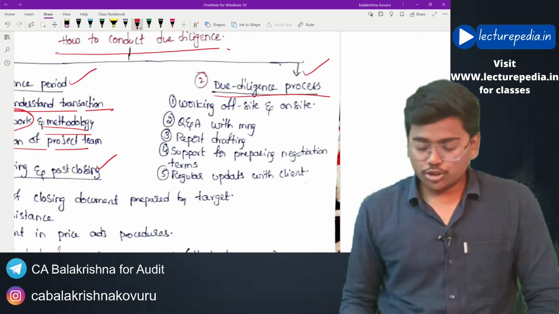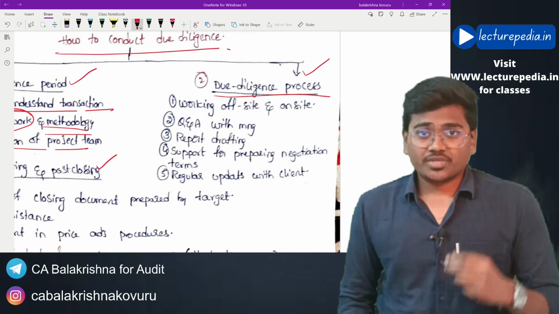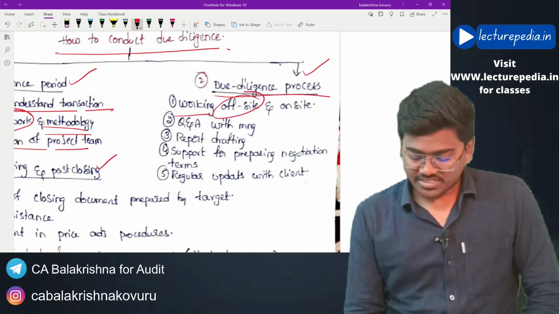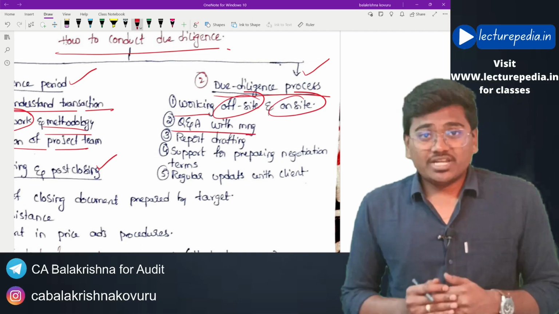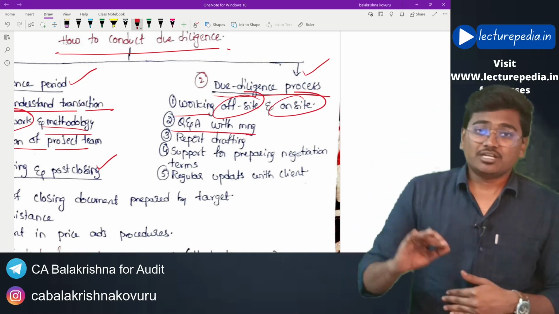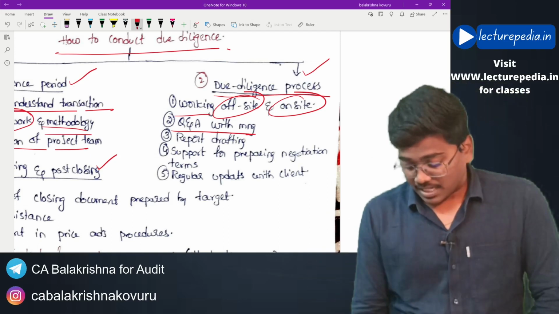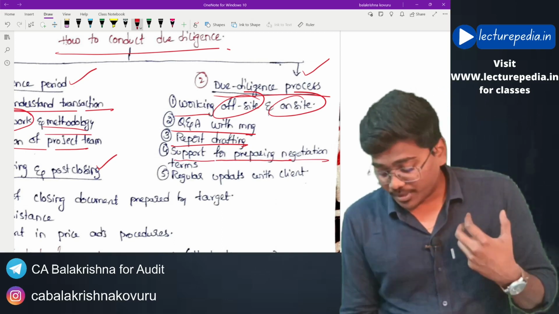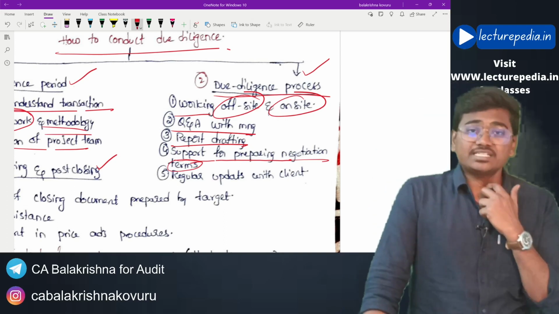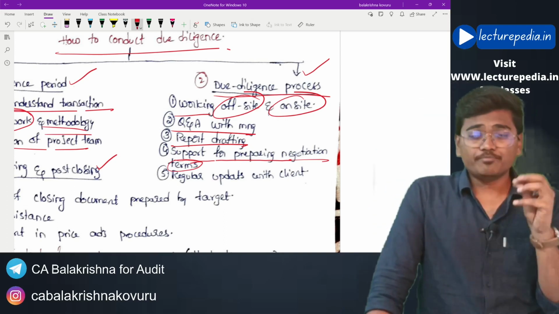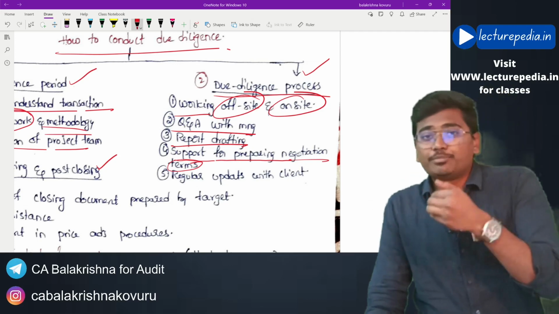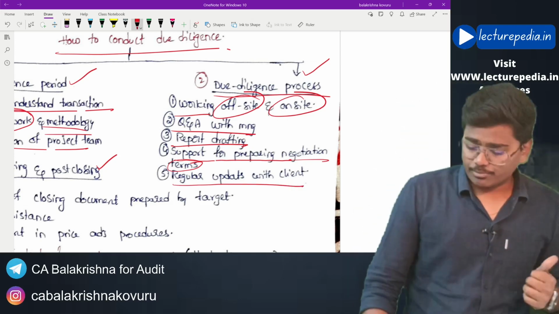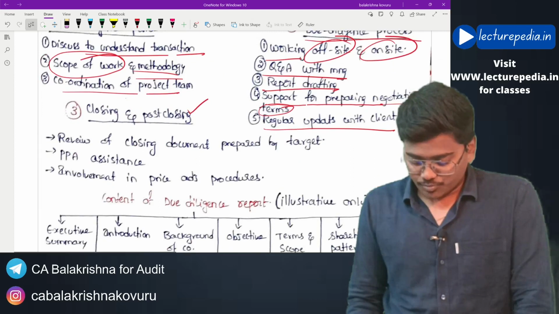During the due diligence process, we will start working off-site and on-site. Then we will involve in a question and answer session with the management of the target company, and then we will draft our report, and we will support the client in preparing the negotiation terms. Based on the findings of the due diligence process, we will help the client to negotiate the price, and we will be giving regular updates to the client during this process.